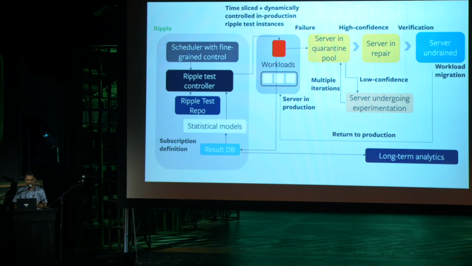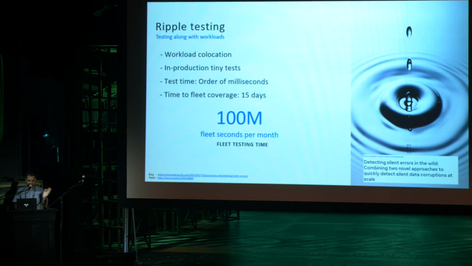And similar to last time, we put all of these results into a long-term analytics database, and we try to understand what's happening with all these defects. So to summarize, workload collocation in production: tiny tests. The tests are in the order of milliseconds, and the time to fleet coverage here is 15 days. So this is what we get as a benefit. We cannot run tests for long durations in minutes, but we are able to obtain coverage for a new defect within 15 days if it's too targeted.